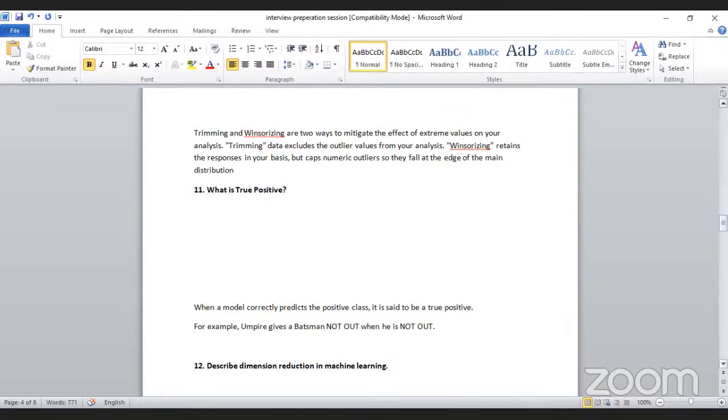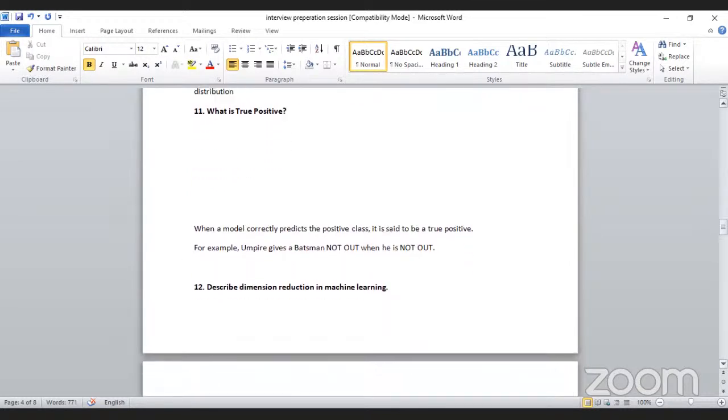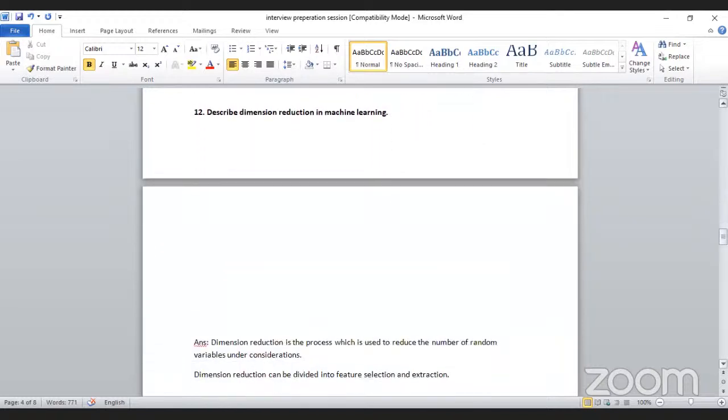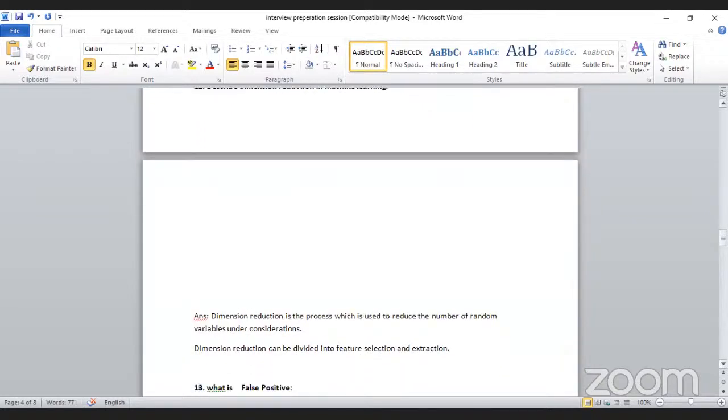Yeah. So Prabhat says reduce the columns. Yes. Let's see. So dimension reduction is a process which is used to reduce the number of random variables under consideration. So dimension reduction can be divided into feature selection and extraction. Yes.